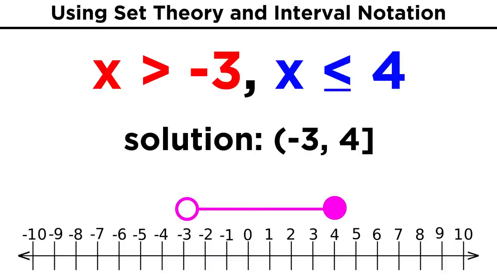So the solution to the system will be the interval from -3 exclusive to 4 inclusive. It is important that we open with a parenthesis and close with a bracket, as that will accurately reflect the boundaries of the solution set. Set theory gets more in-depth than this, but that's all we really need to know for algebra, so let's check comprehension.